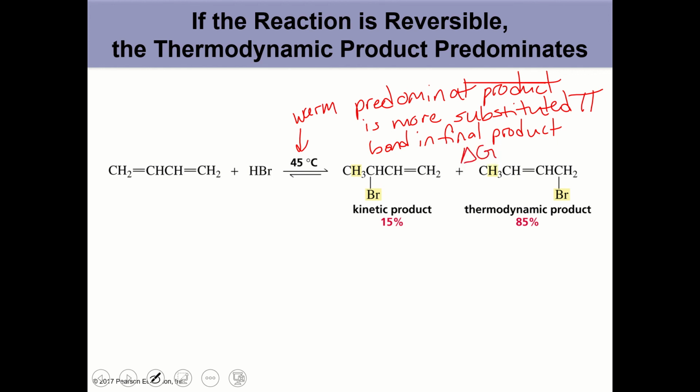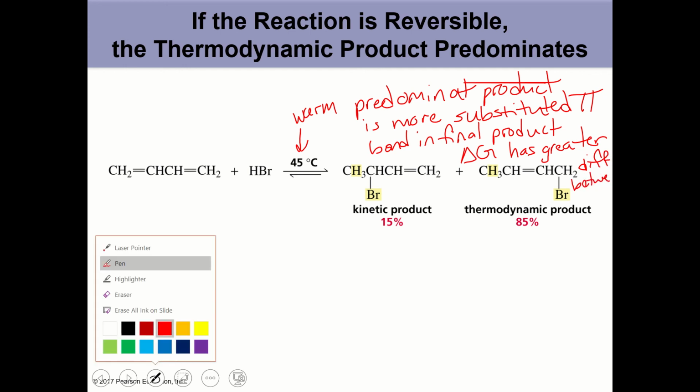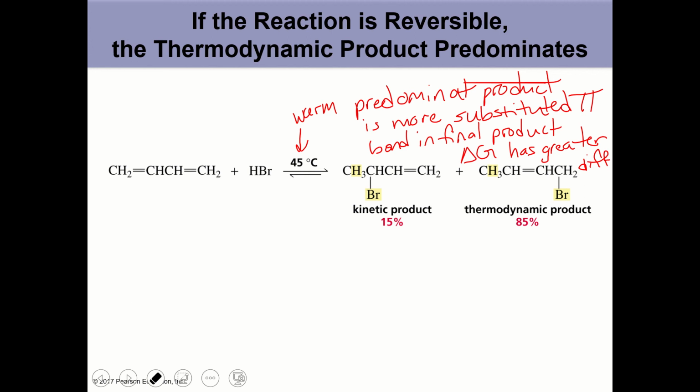So delta G has a greater difference between reactant energy and product energy.